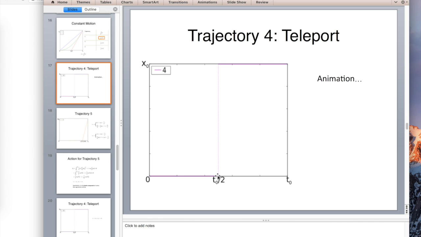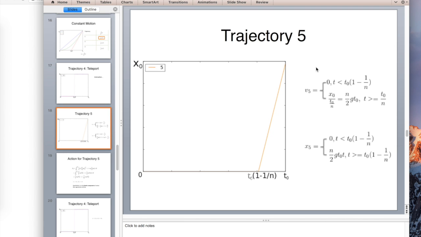And it looks like if we move the teleport point to the end T0, it will have zero kinetic term and also zero negative potential energy term. Its action looks to be 0, which will be smaller than trajectory 2. So is it really the case? Before we dive into the details of the teleport, let us think about another trajectory, trajectory 5.